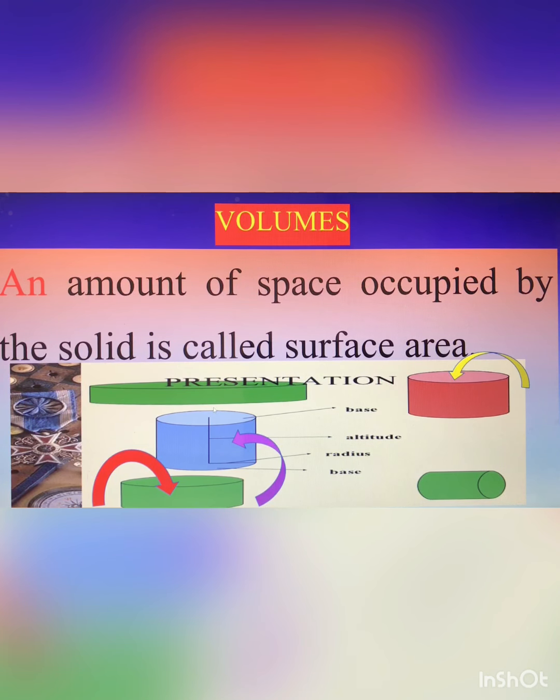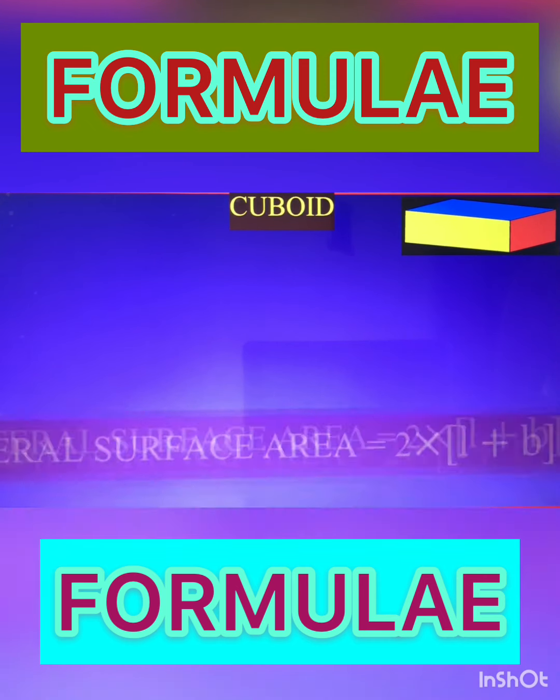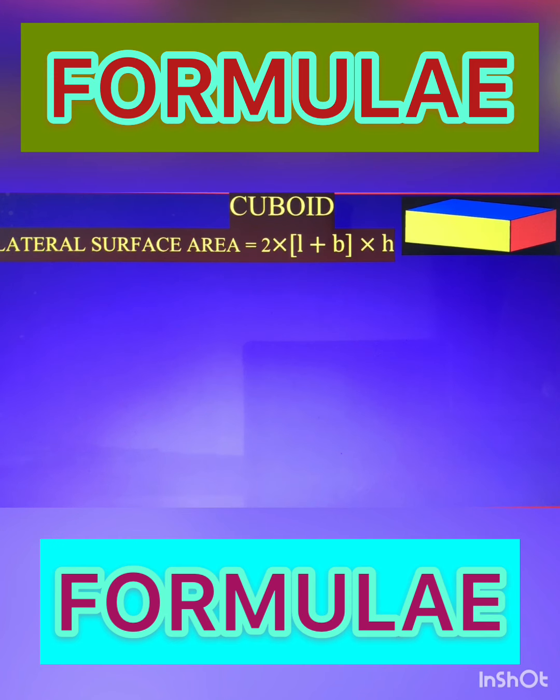So here the first solid is the cuboid, and you can see that this cuboid has 6 faces, 8 vertices and 12 edges. If the length of the cuboid is L, breadth is B and height is H, then the first formula for the cuboid is lateral surface area of cuboid = 2(L + B) × H.